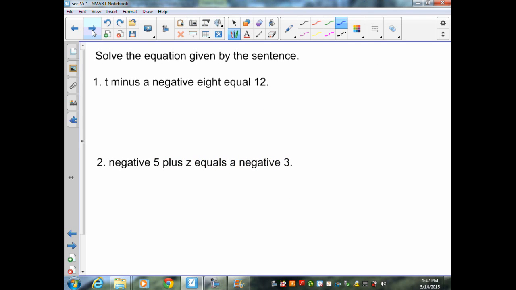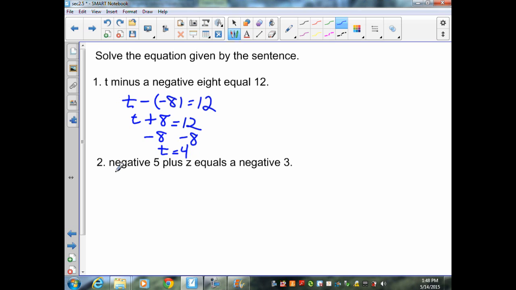Last couple examples. Solve the equation given by the sentence. T minus a negative 8 equals 12. Let's simplify. That's T, double negative goes to plus 8 equals 12. The variable's on the left side, I want to use the inverse of what's going on. Something's being added, so the inverse of that would be to subtract. T would then equal 12 minus 8, which is 4.